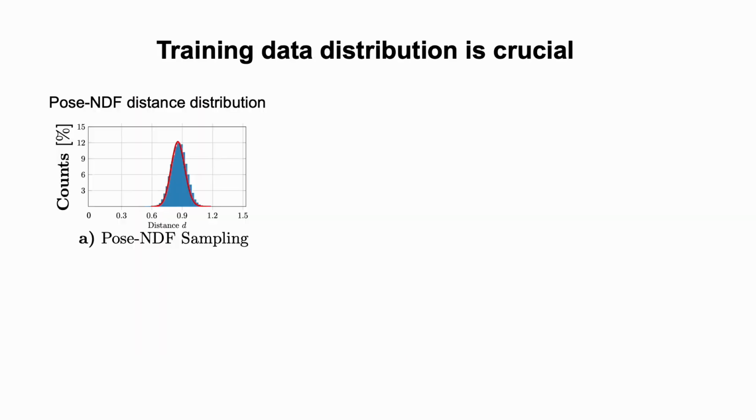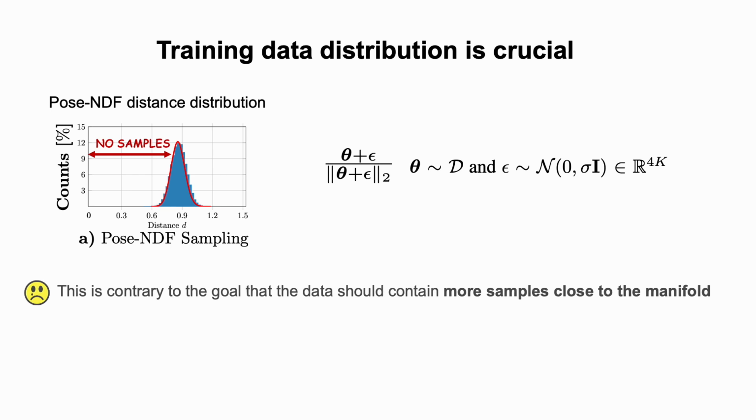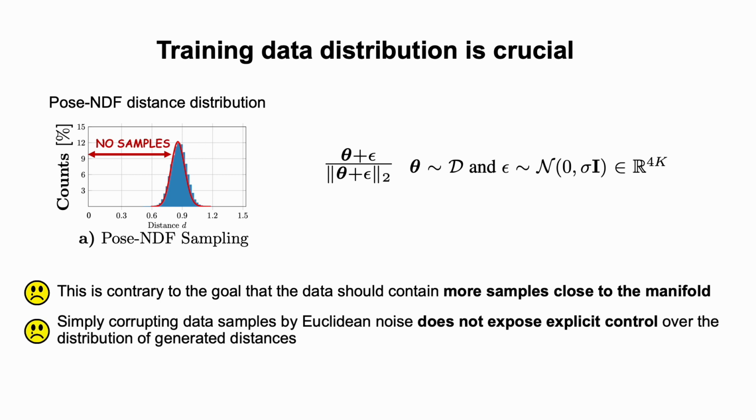The distribution of negative samples is important for learning a good distance field. However, pose NDF samples training poses by simply adding Euclidean noise sampled from a Gaussian. It turns out there are no poses near the manifold. It causes the mean of the resulting distance distribution to be far away from the zero-level set, which is contrary to the goal that the data should contain more samples close to the manifold. Additionally, simply corrupting data samples by Euclidean noise does not give explicit control over the distribution.